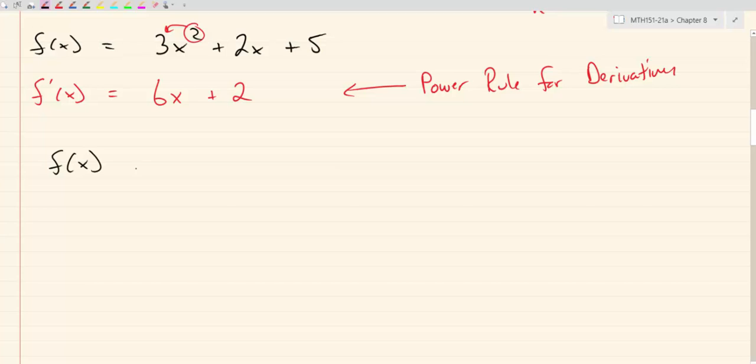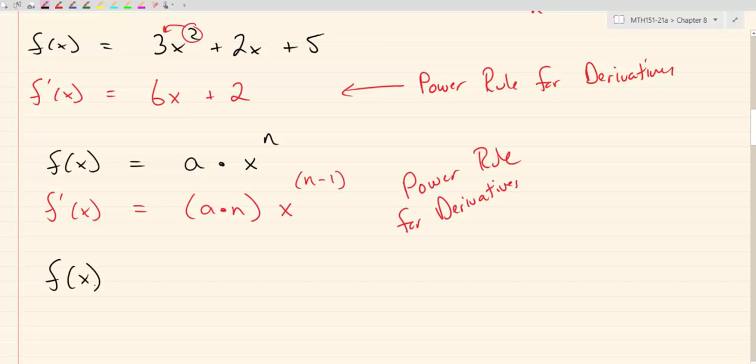So if we wanted to write the power rule more formally, we'd say this. If f of x equals a times x to the n power, then the first derivative is equal to a times n times x to the n minus 1 power.